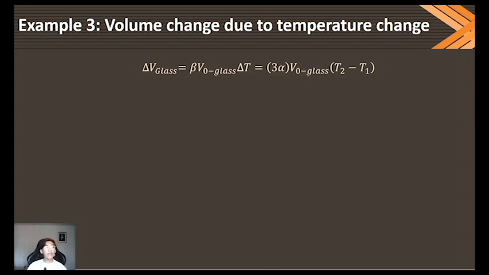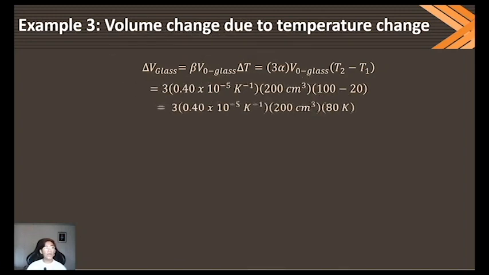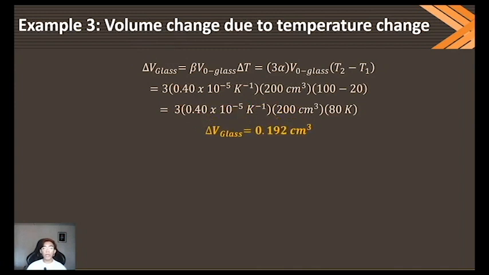Now, let's substitute the values in our equation. We have 3 times 0.40 times 10 raised to the power of negative 5 per Kelvin times 200 cubic centimeters times 100 minus 20. And we simplify 100 minus 20, it will become 3 times 0.40 times 10 raised to the power of negative 5 per Kelvin times 200 cubic centimeters times 80 Kelvin. And if you multiply all the things and simplify our expression, the change in the volume of the glass is equal to 0.192 cubic centimeter.